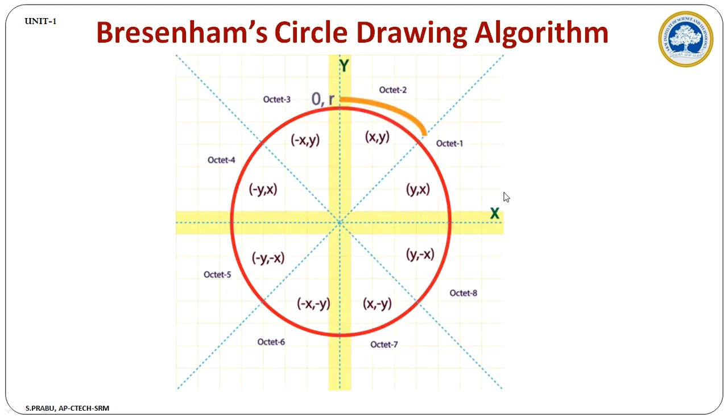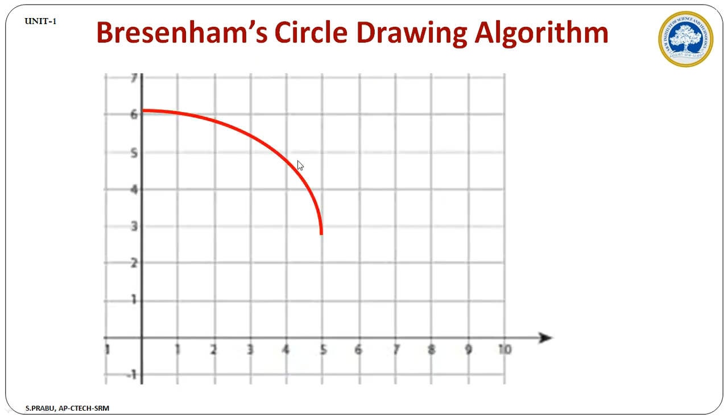But the circle can be divided into 8 equal parts called segments. Each segment is otherwise called an octant. So we need not draw the entire circle. Instead, we have to draw any one octant. Here we are going to draw this particular octant only. Then by applying different transformations, we can get the entire circle. So we have to draw this kind of segment only.